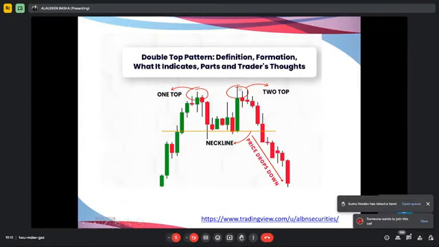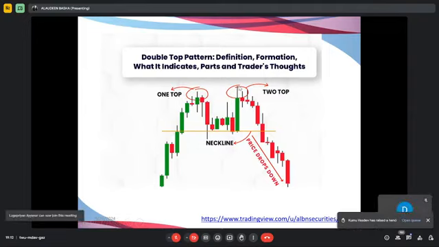Once a double top occurs, it indicates the market is going down most of the time. It is not 100%, but compared with the previous chart analysis, a double top works about 70 to 80% of the time. Sometimes it may be a false one, but most of the time double top and double bottom will work. We'll discuss with a live example. There's no issue.